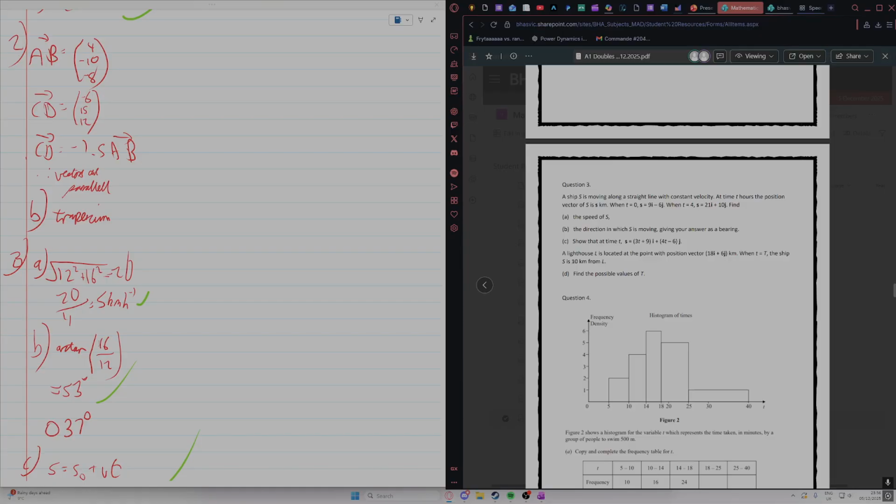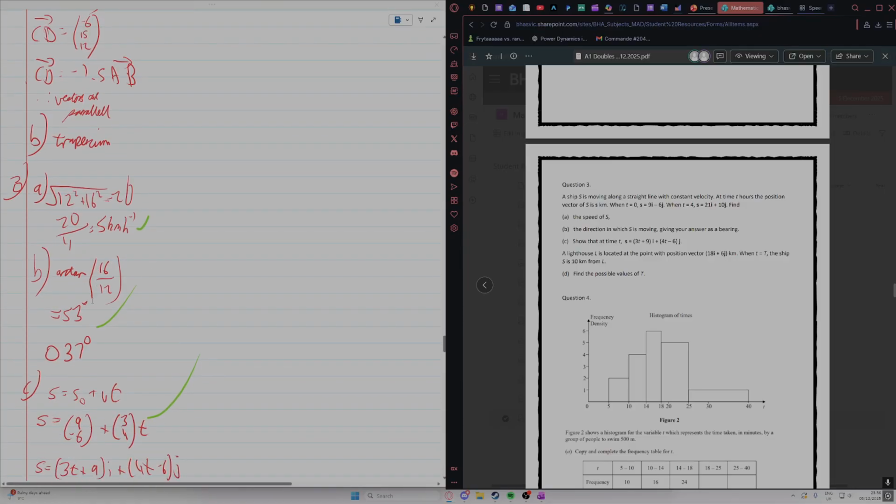Next, the direction it's moving, you just do arctan of that, and then you take away from 90 because, I haven't drawn the diagram, but if you imagine it, your bearings are always from the north. Also, they forgot to put the 0 here in the answer sheet, but there should be a 0 here because that's how bearings are written.